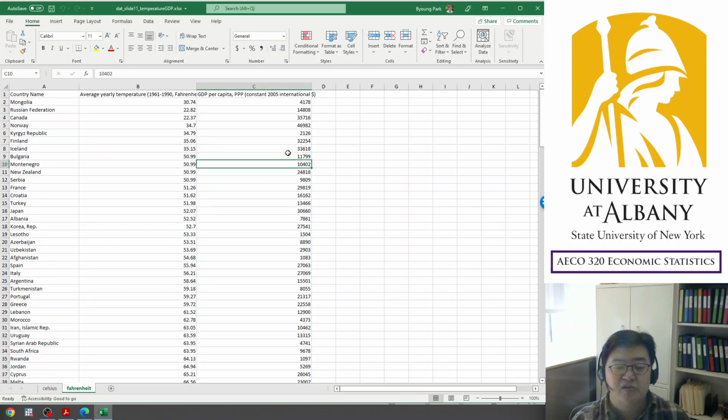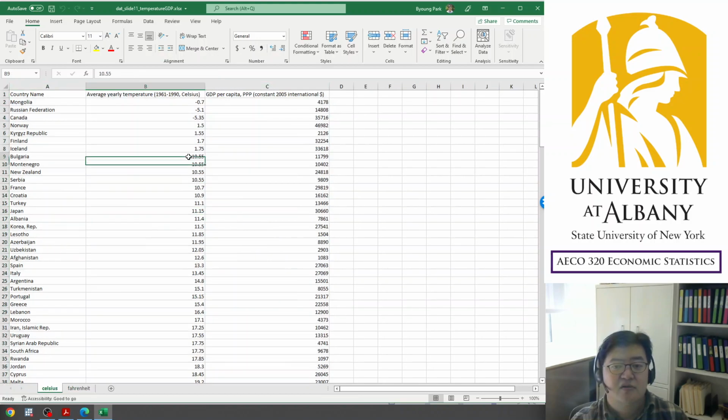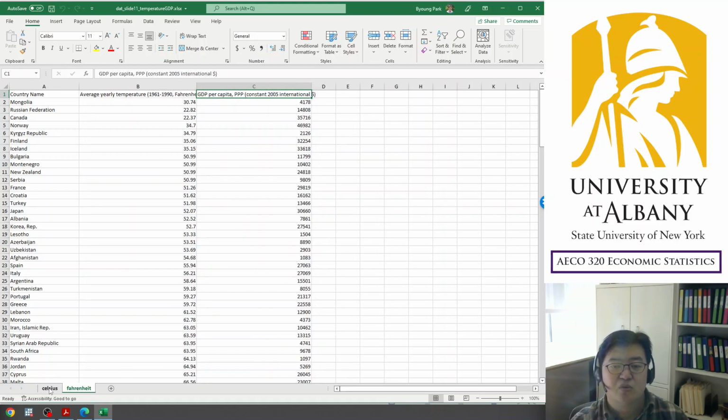So this is the real data I introduced. This is using Fahrenheit and GDP per capita, and I made another data set based on the same data, but it's in Celsius and in dollar. I did not transform the GDP per capita. So let me show you how you calculate the covariance.